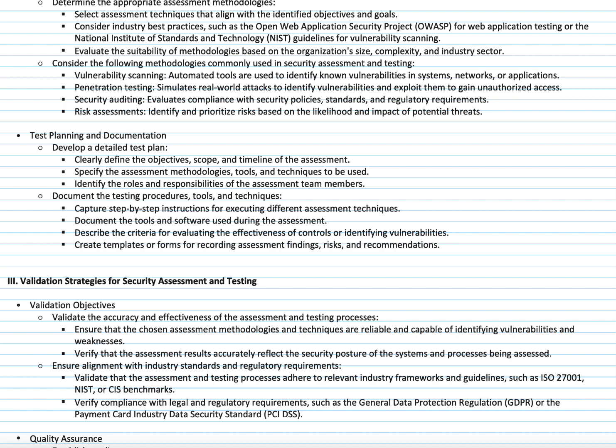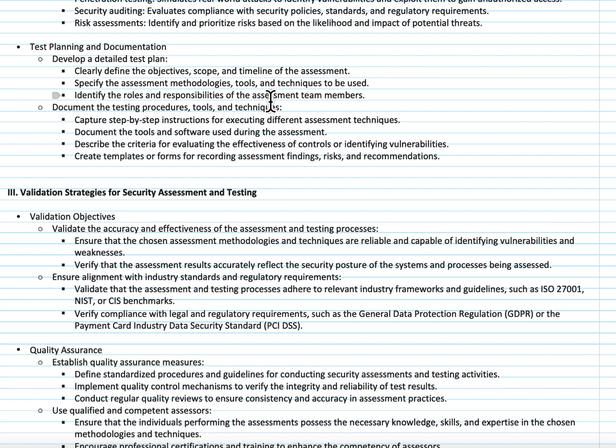This could be an automated process, or this could be very manual, depending upon if you're bringing in an organization to help you. So you need to document the testing procedures, tools, and techniques. You need to capture step-by-step instructions on how you're going to do these various assessment techniques. Now, this comes into documenting the tools, the software that are used during the assessment. It also helps describe for evaluation the effectiveness of the controls and the vulnerabilities that are there as well.